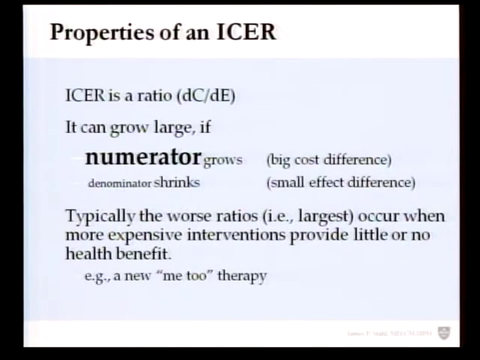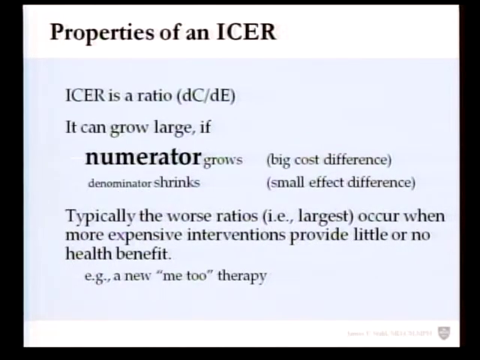So what are some of the properties of an ICER? An ICER is a ratio. You probably remember from grade school, it can grow larger if the numerator grows larger. That was cost. So if the cost between one drug and another drug is big, the ratio gets bigger. Just so you know, big ratio means bad, okay? Or the denominator may shrink, so there might be a small difference in effect.